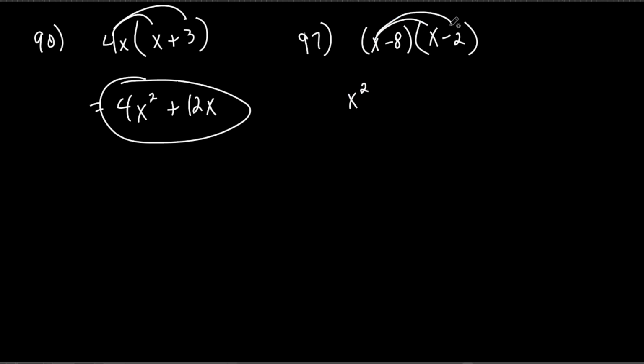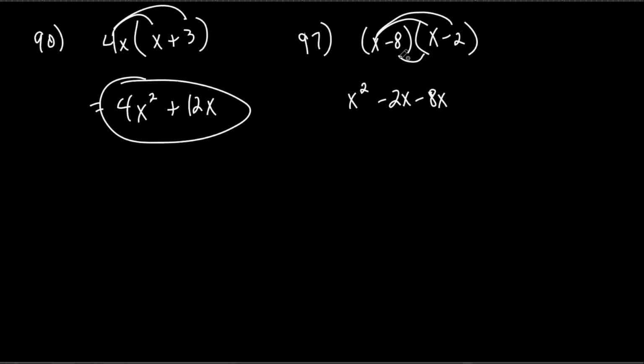And then you do the outside. So remember, look at the sign in front of it. It's a negative 2 times x, which is negative 2x. That's the part where if people are going to mess this up, that's where you're going to mess it up. And then the inside term. So it's negative 8 times x, which again is minus or negative 8x. So put a minus sign there.